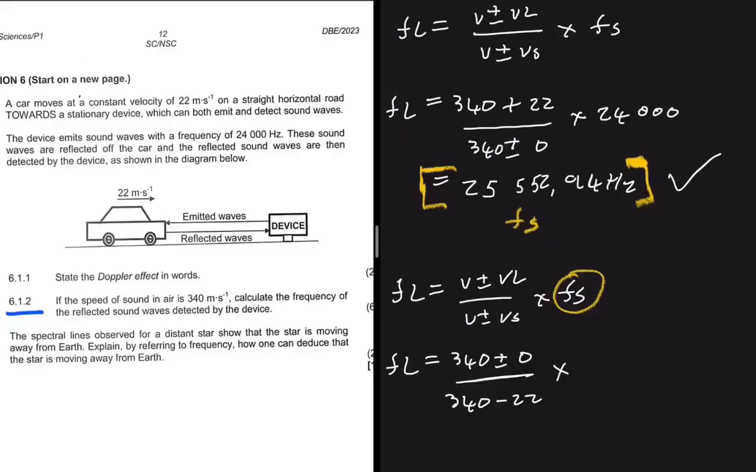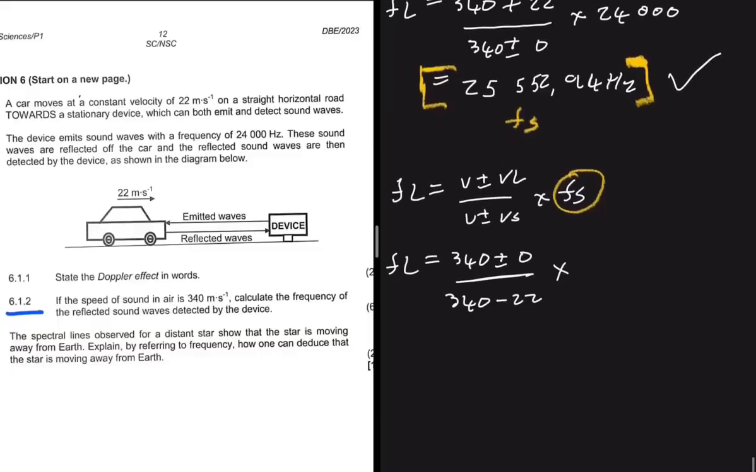This is the trick of the question. As soon as you can wrap your head around the concept, then you're essentially done. So multiplied by 25,552.94 hertz. I'm getting 27,320.75 hertz. Right, so that is the frequency of the reflected sound waves detected by the device.